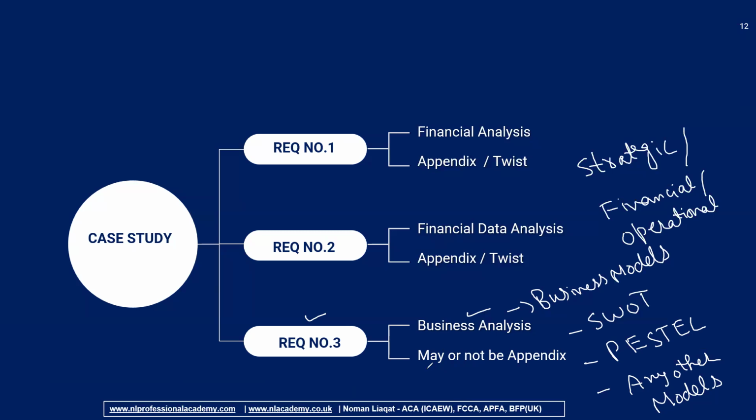In this requirement, there might be an appendix or there might not be an appendix, depending upon the examiner's mood, how your exam is being set out. So that is your requirement 3, talking about business analysis.